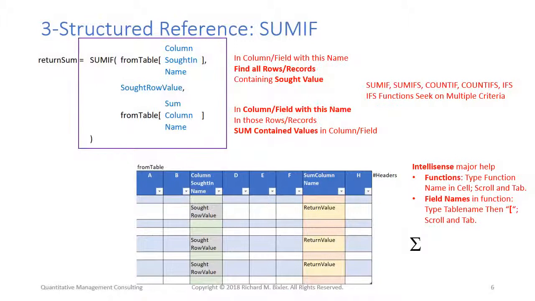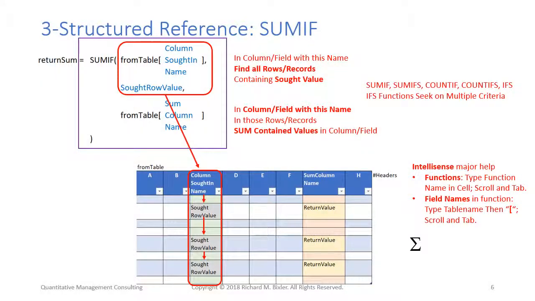The SUMIF parameters specify a sought row value to be searched for in a column named column sought in name in table from table. And for each row found matching that, SUMIF adds up the values found in the column named sum column name in all those rows. Of course, the names in blue here aren't literal values to be used in the search. You would put the actual column names and search values that provide the function named in blue here.